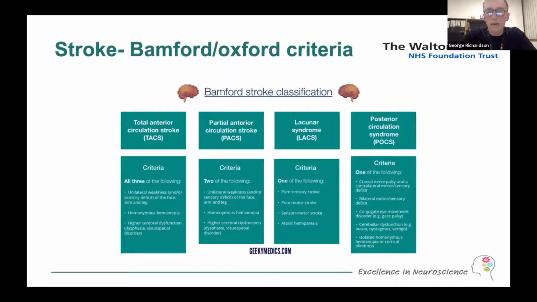So this is the full breakdown. As you can see, it's from Geeky Medics, so this is really good. It's quite important to remember these, because for finals especially, it's easy marks if you know it, and if you don't know it, it's one of those things that you're just never going to be able to guess.